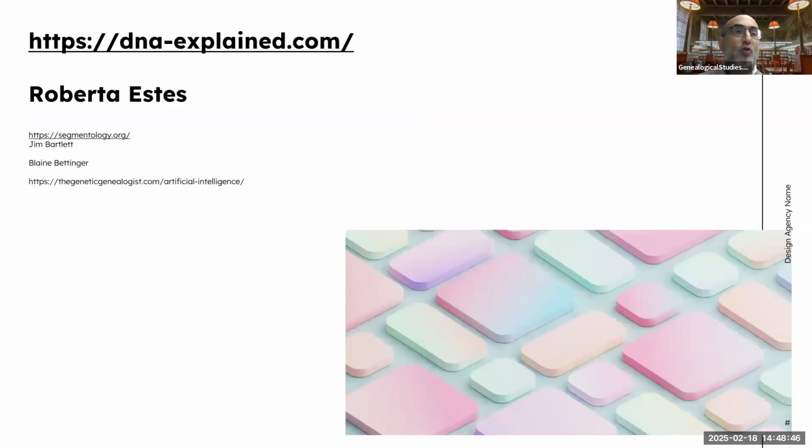Kitty Cooper also has a wonderful blog. As I mentioned earlier, Roberta Estes, DNAexplained.com, is a wonderful blog. Jim Bartlett has a wonderful blog, segmentology.org. And Blaine Bettinger has a blog, thegeneticgenealogist.com. And he is also very involved in artificial intelligence. So at his site, he has some very interesting resources about DNA and artificial intelligence.